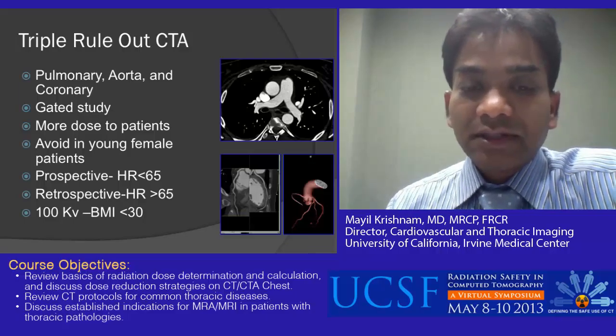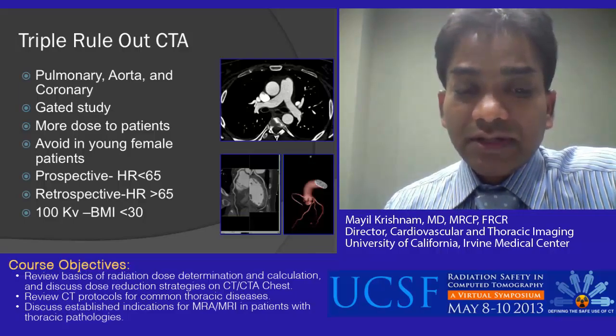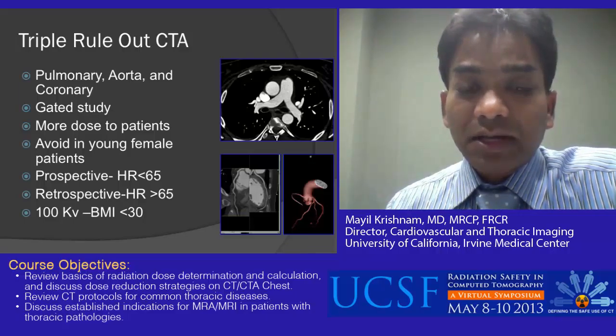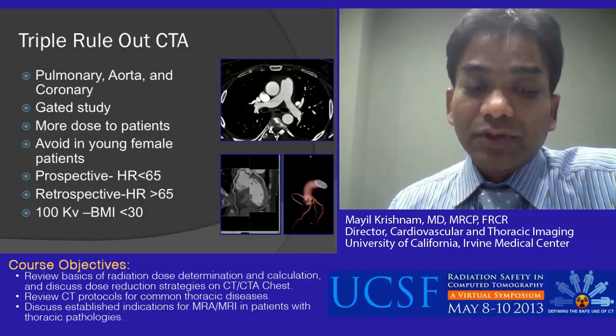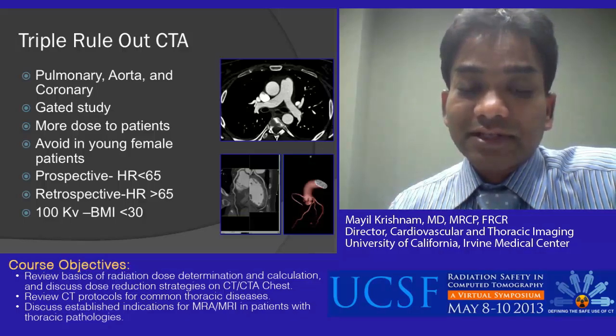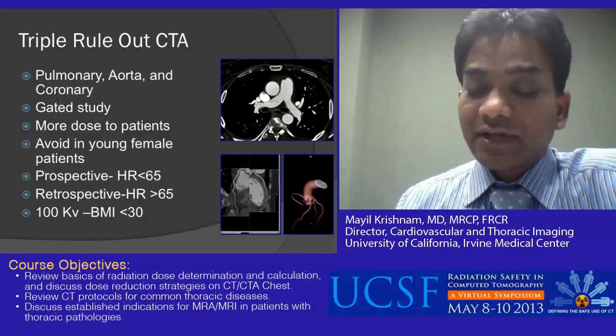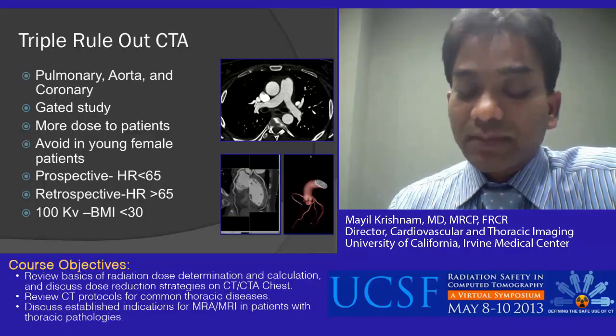Next slide. In triple rule out, we are trying to exclude pulmonary emboli, aortic dissection, and coronary artery occlusion or disease, and it's a gated study, so more dose to the patients. In order to achieve low dose, we need to do a prospective study and have a heart rate of less than 65, and if the BMI is less than 30, we should do 100 kV technique, and if we have iterative reconstructions, that would help to reduce the dose.